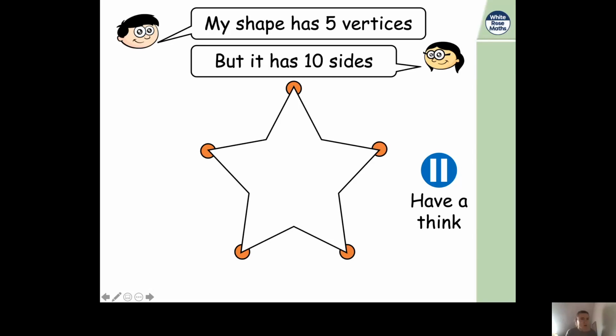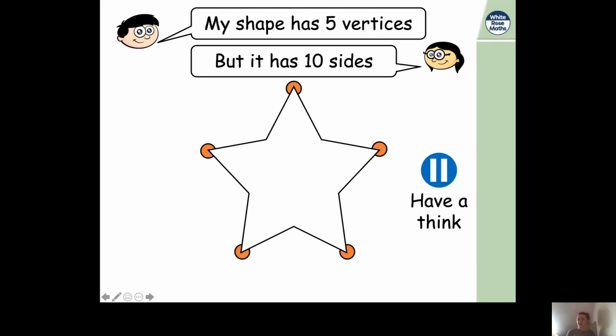Could you pause the video now and see if you think that this boy is correct, that this shape has 5 vertices? Okay, well, did you think this boy was correct? Oh, no, he's not, is he? He's forgotten. He's counted all of the vertices that are going outwards, but he hasn't counted the ones that are going inwards. So let's add those to our number of vertices.